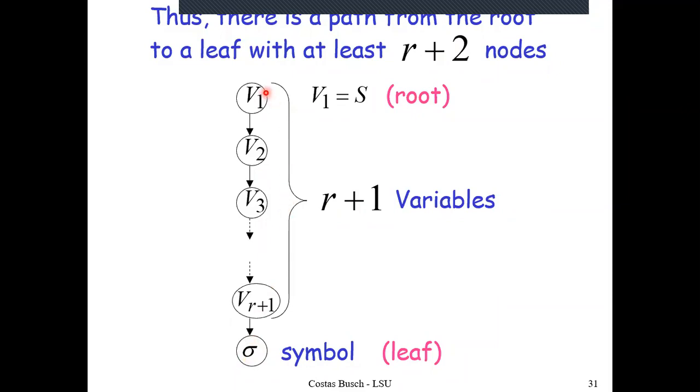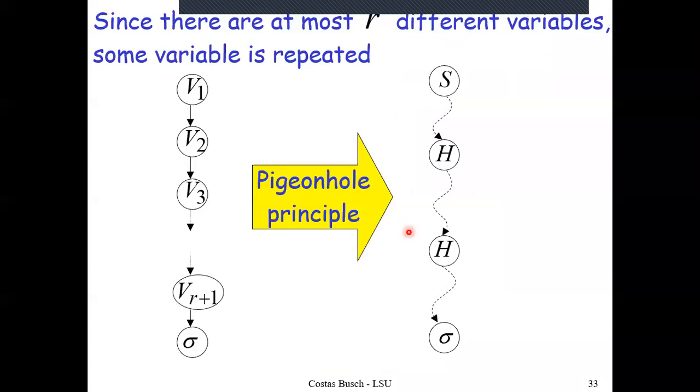Now look at this longest path. This longest path has r plus 1 variables in it. And how many variables do I have in total? I have got r variables. Now there are r plus 1 places which have to be filled by the r variables. The pigeonhole principle says that you have a repetition of some variable. It is bound to have a repetition of that variable.